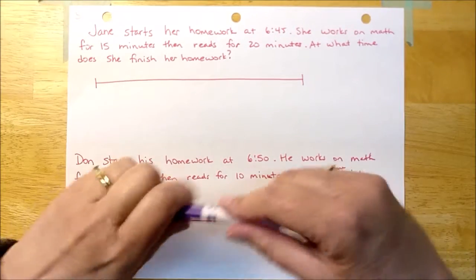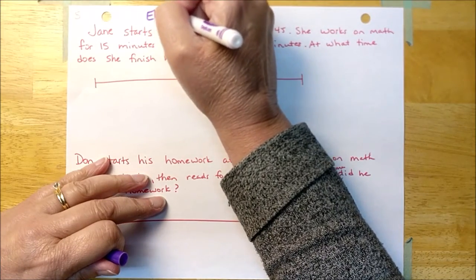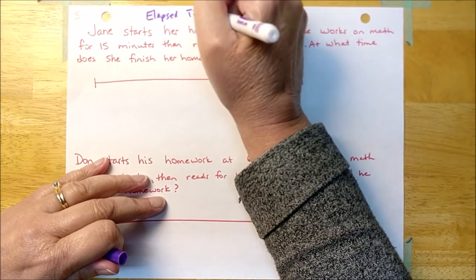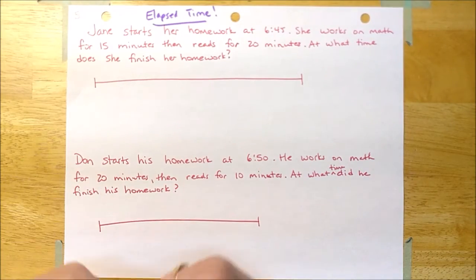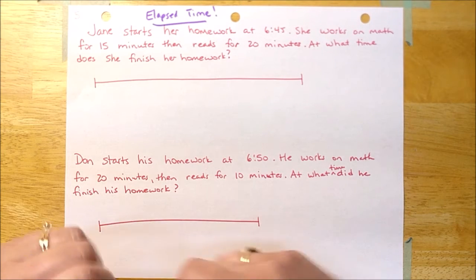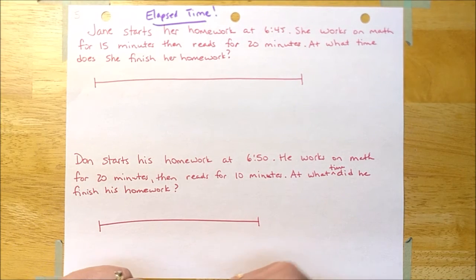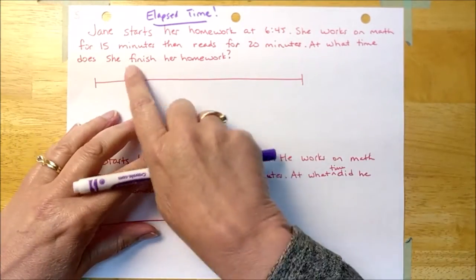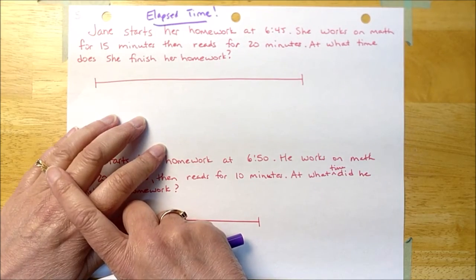We're continuing on with our elapsed time that we started yesterday. So we're going to do the second half of this work today. We figured out how to find an end time and how much time is in between two times. Today we're going to be looking at when we know what time they started and they do a couple of activities, what time do they finish?